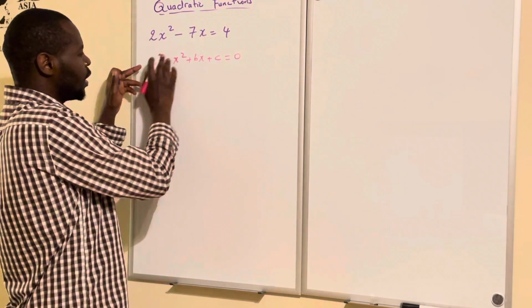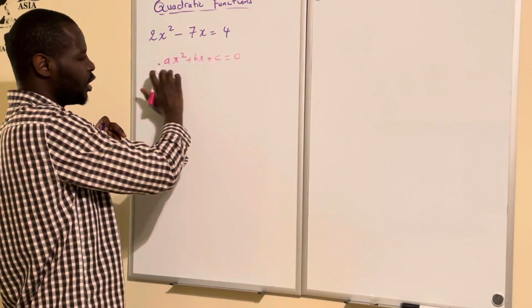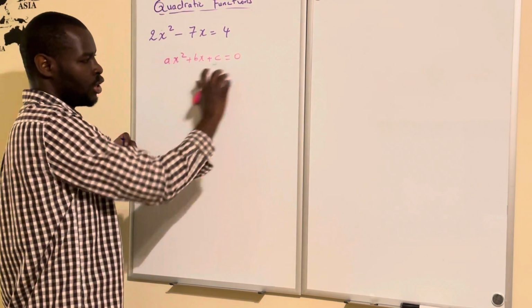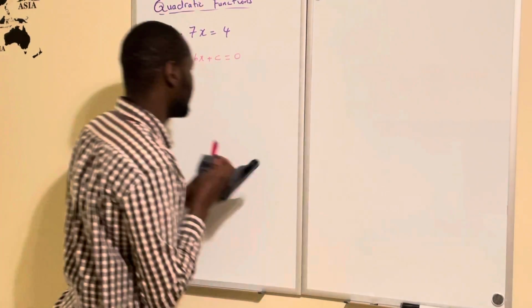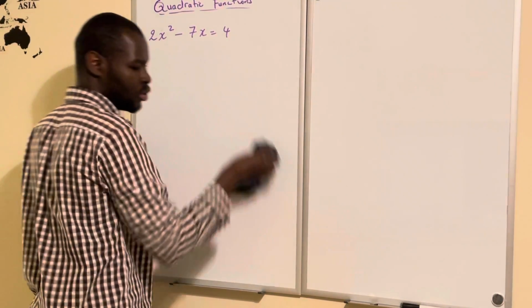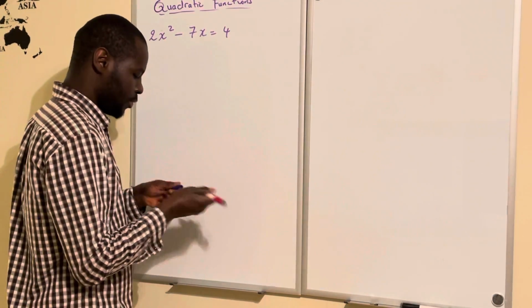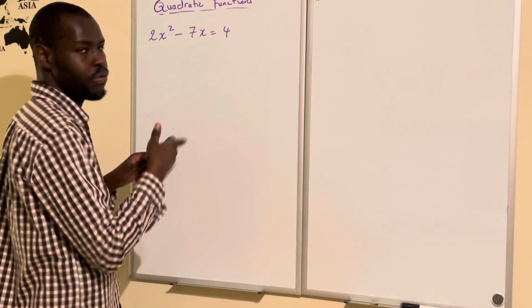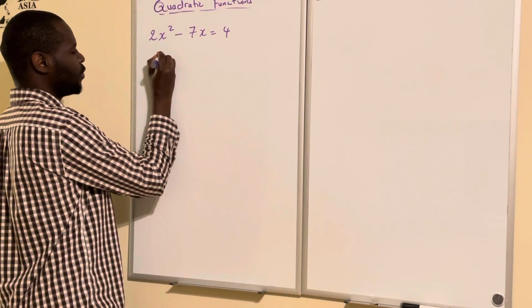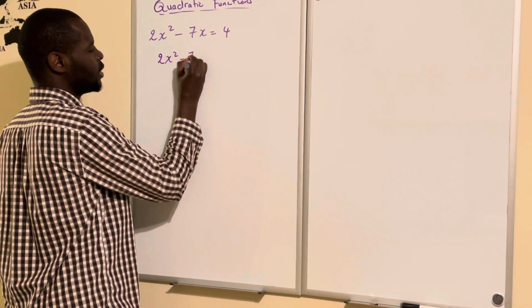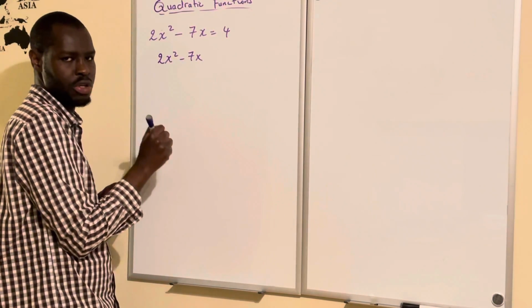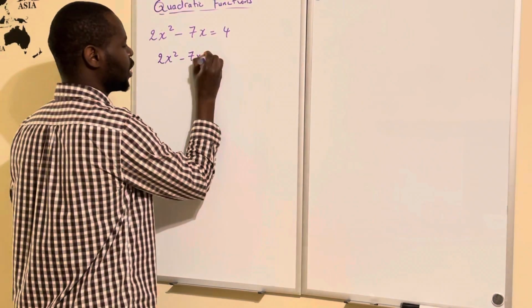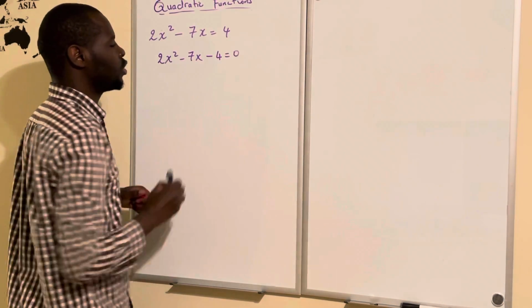Now we want to try to rewrite this function so that it will be similar to this format right here. Let me go ahead and erase this. So like I just said, we'll move the 4 to the other side of the equation. So we'll have 2x squared minus 7x. Since it's a positive 4, when we move it to the other side of the equation, it will become negative 4. So we get negative 4 equals 0.